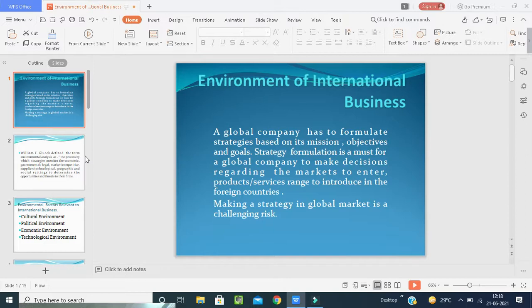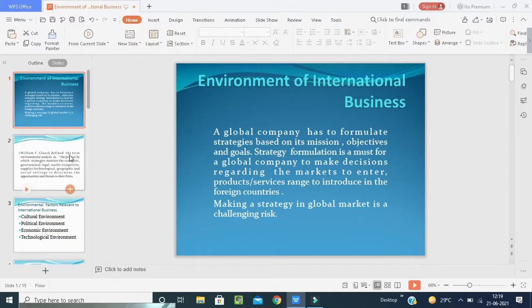See, a global company has to formulate strategies based on its mission, objectives, and goals. So, what are the things required? They need proper planning, implementation, organization, coordinating, staff, finance, HR, IT, technology, marketing, advertisement, place, office, everything, all these things we need. Then, strategy formulation is a must for a global company to make decisions regarding the markets to enter, and the products, services, and range to introduce in foreign countries. Now, making a strategy in the global market is challenging nowadays. It is a very tough job.